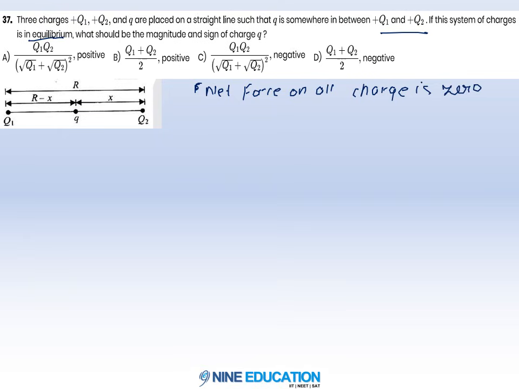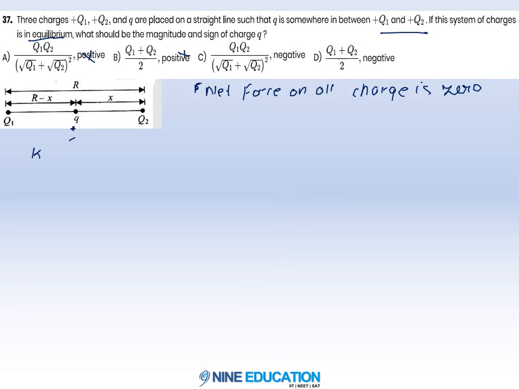System is in equilibrium. So tell me one thing: if you placed a positive charge here, would q1 be in equilibrium? No, because q1 will experience repulsive force from both of these charges, q and capital Q2. So a positive charge is not possible. The only possible one is a negative charge. So let's apply the equilibrium condition for Q. The equilibrium condition for Q is that the net force on Q is 0.